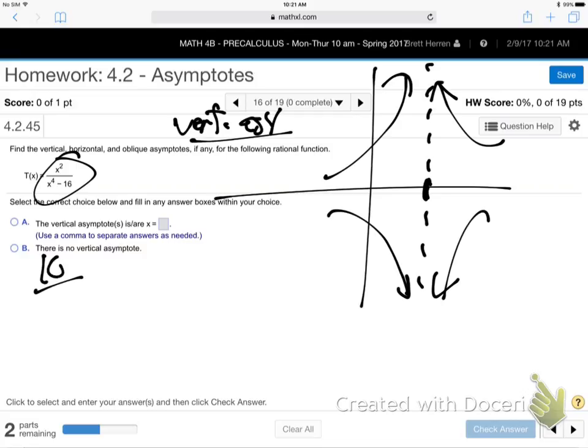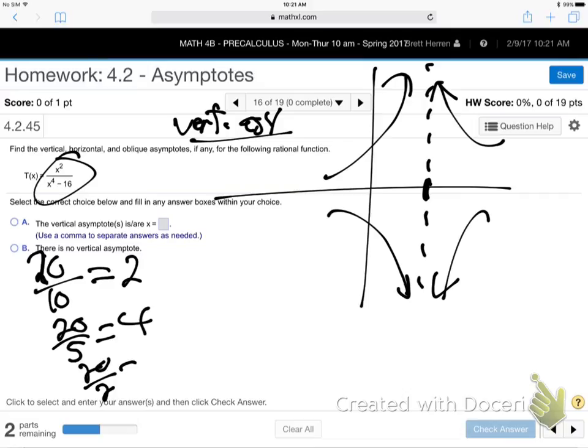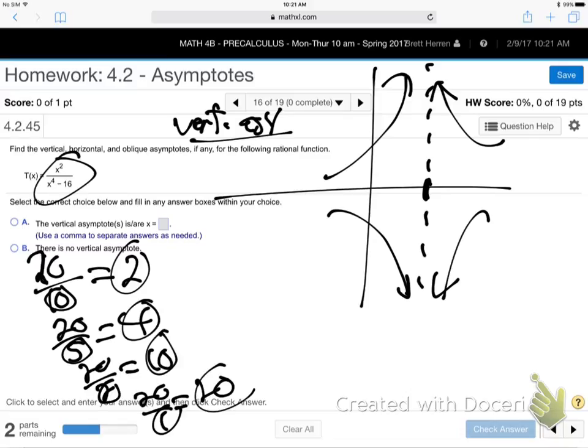Think about this. Let's go 20. 20 over 10, that's 2. 20 over 5, that's 4. 20 over 2, that's 10. 20 over 1, that's 20. Look, as the bottom gets smaller, the answer gets what? Bigger, of course. The top isn't changing. Top's 20 in all those cases. If you have a fraction where the top is not changing, but the bottom gets smaller and smaller, then it goes into the top more and more, doesn't it?